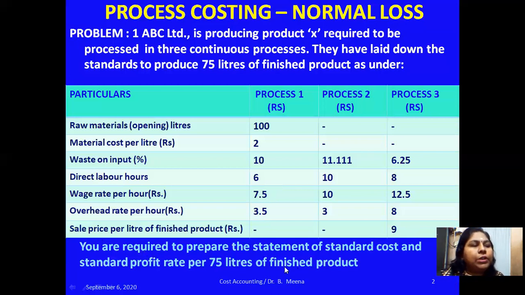Okay. You are required to prepare the statement of standard cost. That means we need to prepare the process account for each process, and the standard profit rate for 75 liters. So we are going to calculate the profit also in this problem. So let me check out the next slide, how to prepare the account for each process.